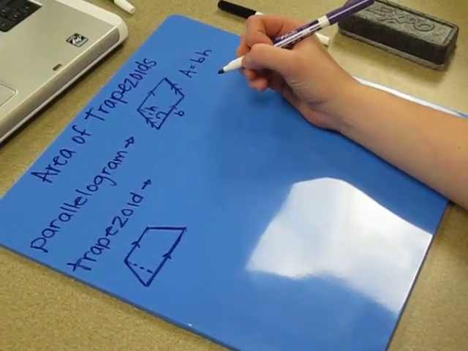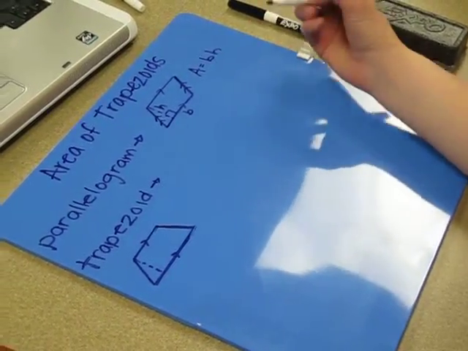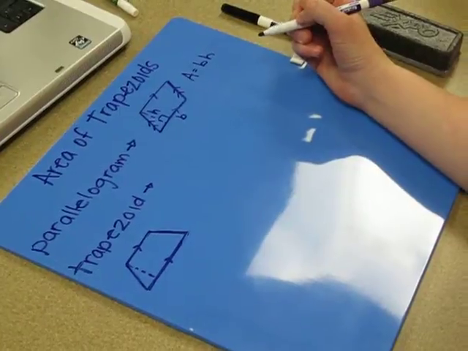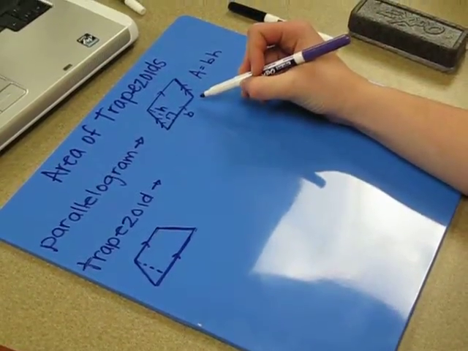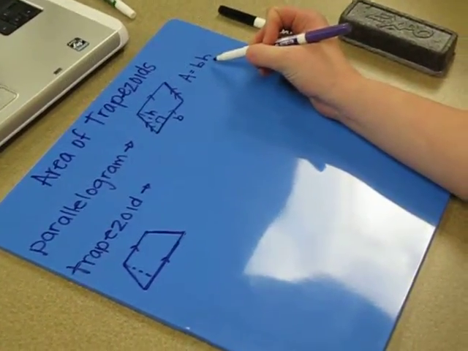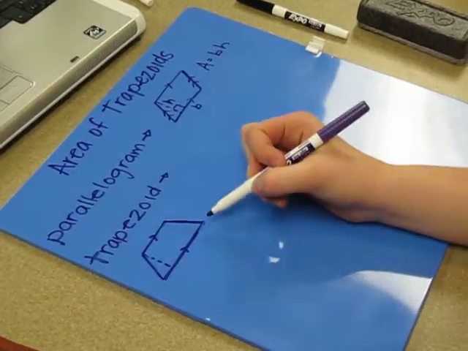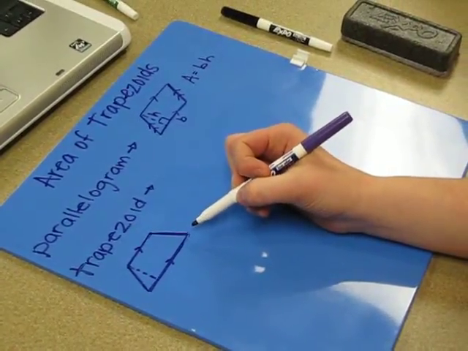Today we'll be learning about the area of a trapezoid based on the area of a parallelogram. We already know that the area of a parallelogram is base times height. Now let's take a look at our new figure, the trapezoid, and label what we already know.